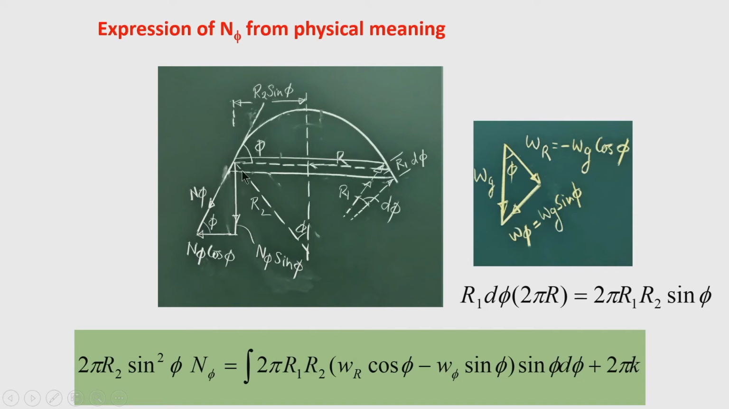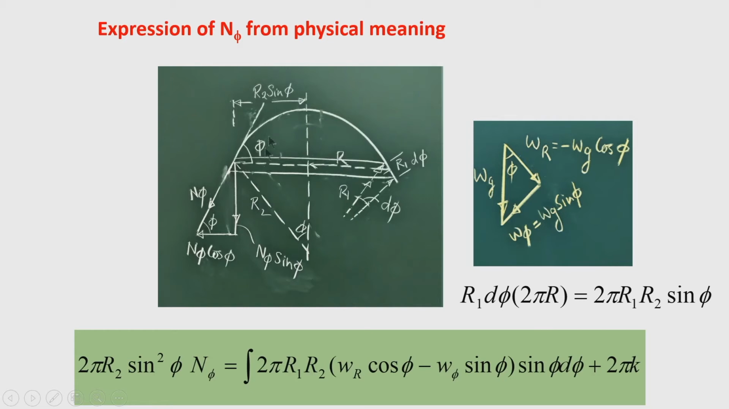So, you will get the total vertical force at this level. The total vertical force at this level is 2 pi r_2 sin square phi n phi. Now, this total vertical force at any level must be balanced by the external load. The n phi is the reactive force, in response to the external load, that is the gravity load.